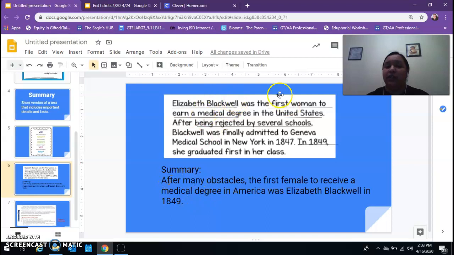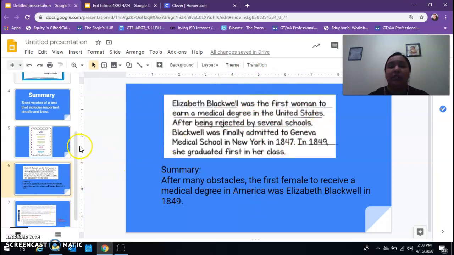So this is what I did. I took all that information and I rearranged it and changed some of the words using synonyms so that it made sense. So this is my summary. After many obstacles, this is where I'm talking about being rejected by several schools, the first female, so instead of woman I used female, to receive a medical degree. Instead of saying to earn, I said to receive a medical degree in America. So instead of the United States, I said America, was Elizabeth Blackwell in 1849. And I still kept my date because the date is something I cannot change. It's important information of this text and I have to keep it.